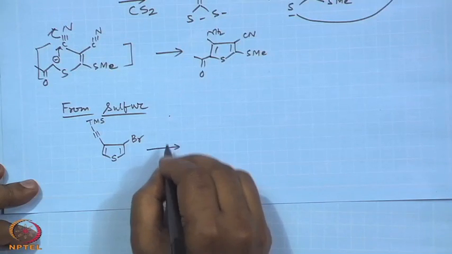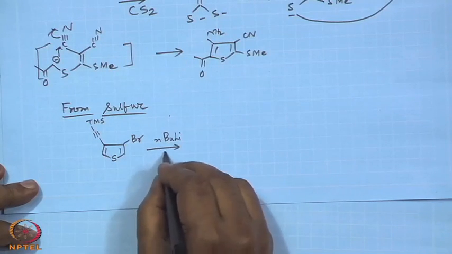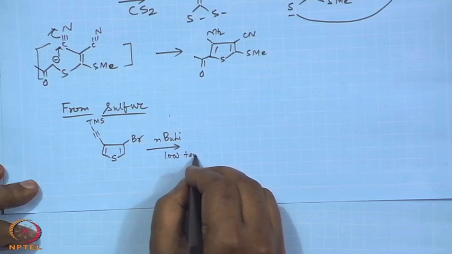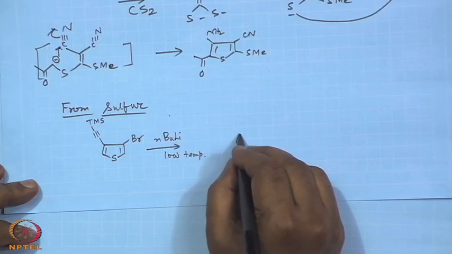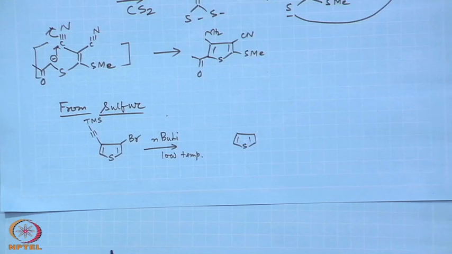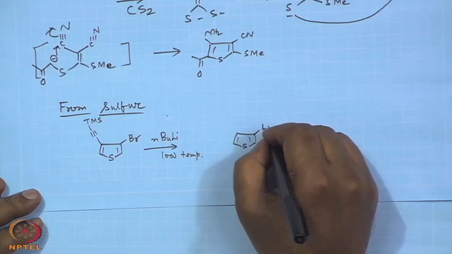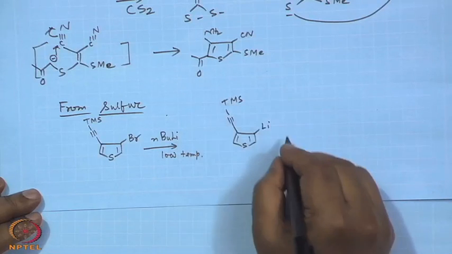Now, if you treat this with n-butyllithium, of course at low temperature, I think by now many of you know what the expected reaction is. The expected reaction should be lithiation, or lithium-halogen exchange. That is the very first reaction, and that is what we would expect here. It is a very important reaction.